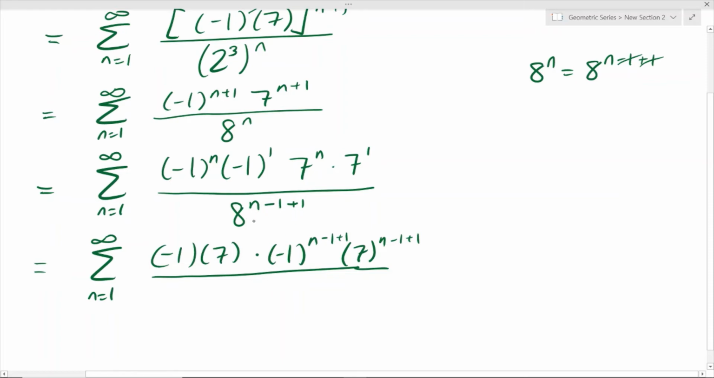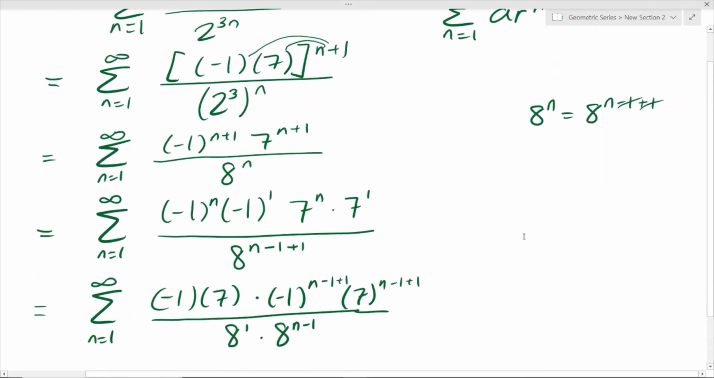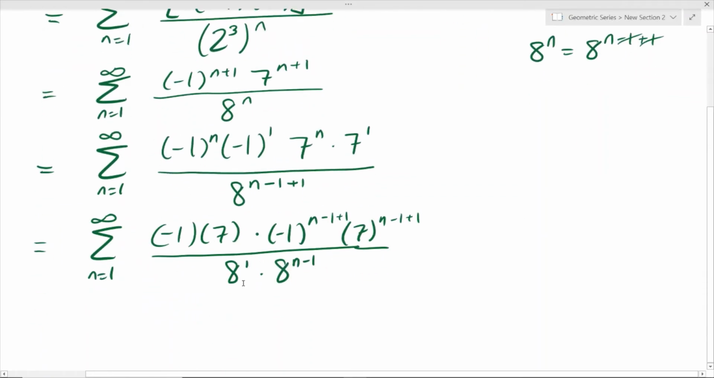Well, we can separate this as 8 to the exponent of 1 times 8 to the exponent of n minus 1. And that's because this 1 gets added to n minus 1 to get this. So we're kind of undoing that so we can get ultimately this form with n minus 1. So we try to get rid of all the other stuff so we can get the n minus 1. We're going to do the same thing at the top here.